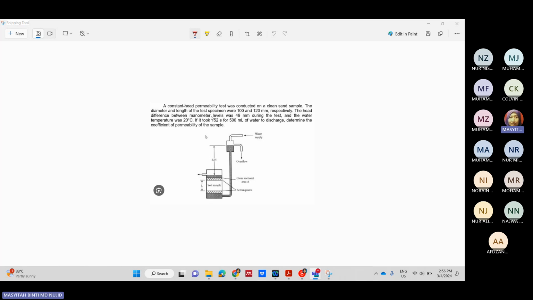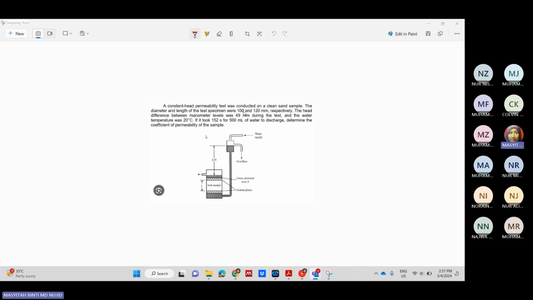Then the diameter and length of the test specimen were 100 and 120 millimeter. How do you know whether 100 is the diameter or the length? You look at the statement from the beginning. It gives the diameter first, then the length. So 100 is D, and 120 follows the diameter, so it is the length, L. In the schematic diagram, L is 120. For the cross sectional area, indirectly we use the diameter of 100 mm.